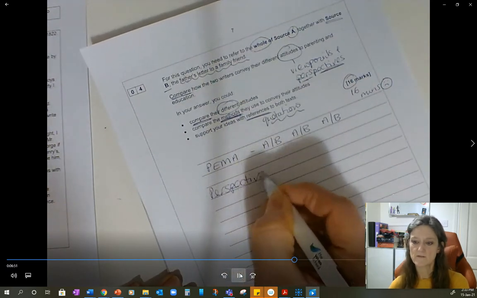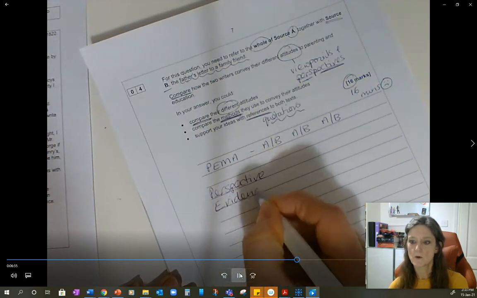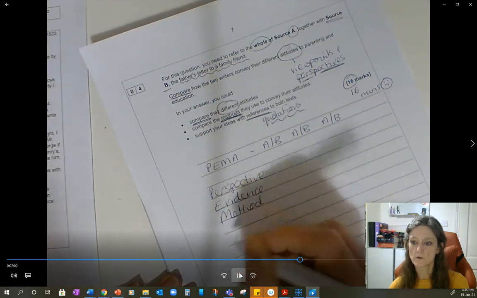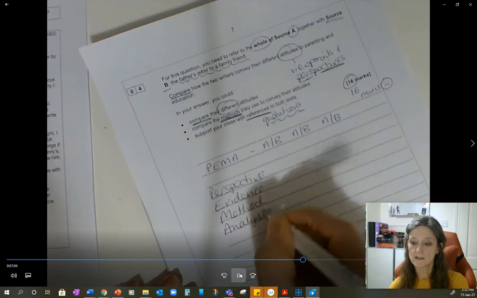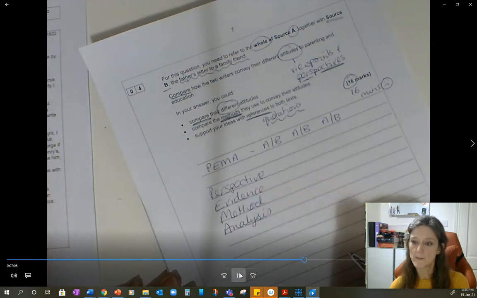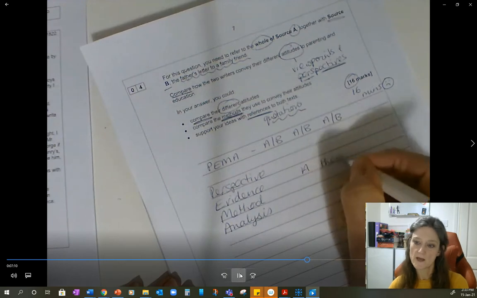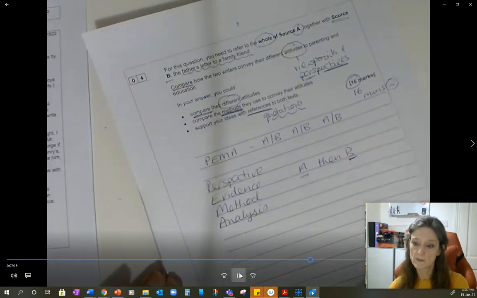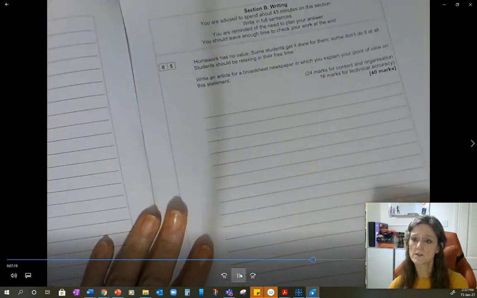What does PEMA stand for? Perspective. Evidence, such as quotations. Method. Is it a rhetorical question or repetition or what? I don't know. And we're going to analyse the effect of the method. So PEMA, and then we're going to jump from source A to source B. So we're going to do a PEMA for source A and then compare it to source B. So maybe we'll find a similar perspective. Okay, right, so we've done all that.